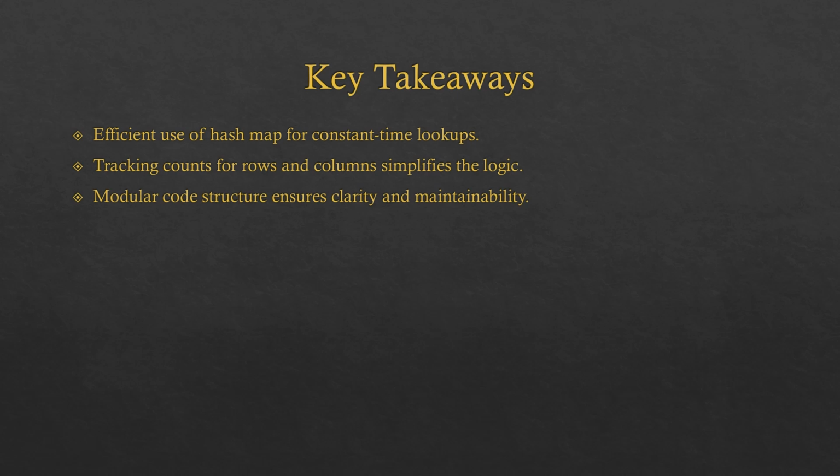In summary, this approach efficiently uses a hash map for constant time lookups of matrix cell positions. By tracking painted cells in each row and column, we simplify the process of detecting when a row or column is fully painted. The code structure is modular and easy to maintain.